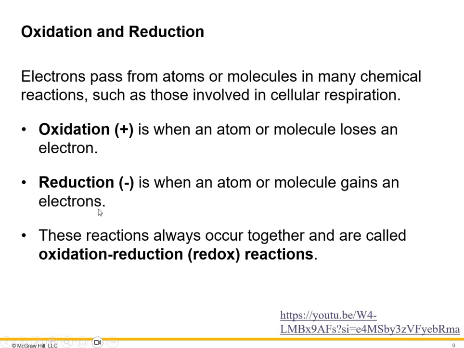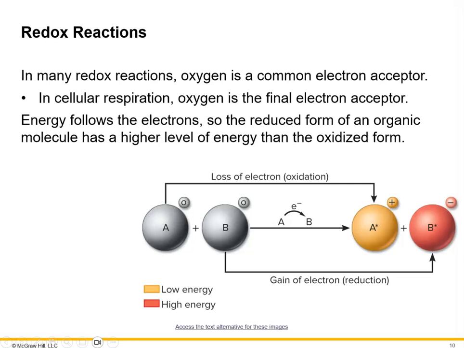So these reactions are always happening together and feeding into each other. They are cyclical. And we summarize them as redox reactions. We just took the first part of reduction and the first part of oxidation. In many redox reactions, oxygen is going to be a common electron acceptor. In cellular respiration, it's actually the final electron acceptor, meaning at the very end of the electron transport chain, we need something to accept the leftover electrons, and that molecule is going to be oxygen.